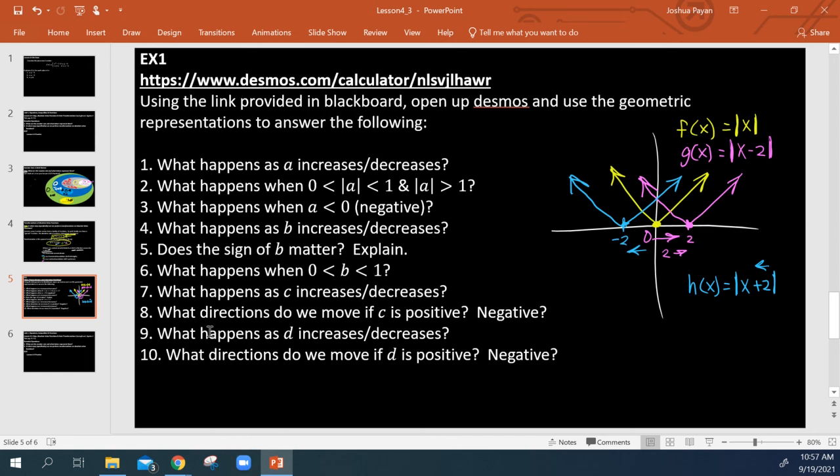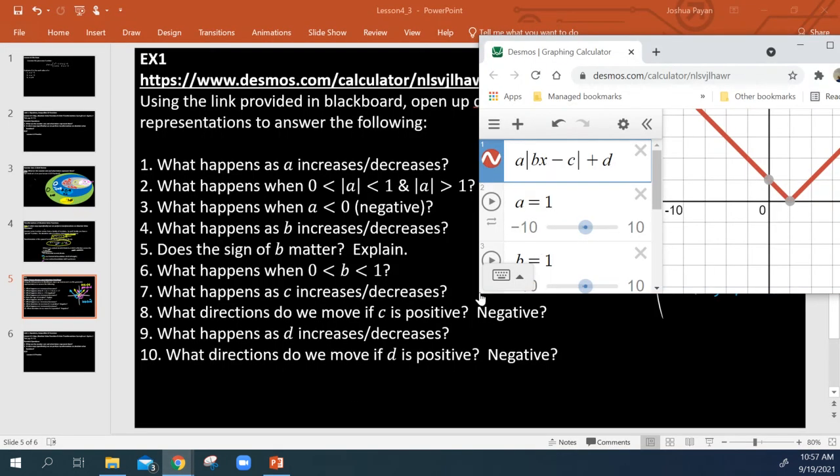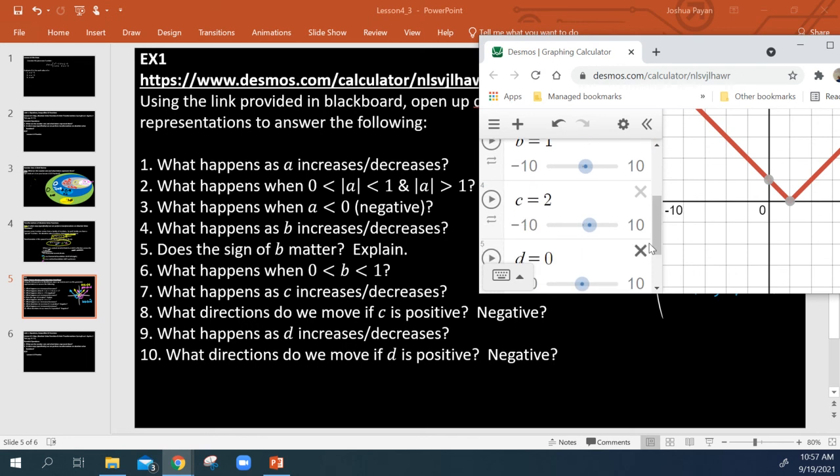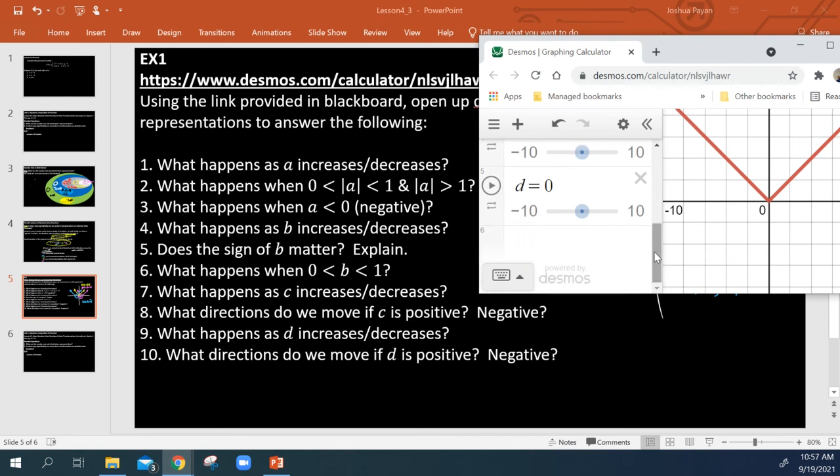Okay, so number 9, we're talking about D. So D is our horizontal, or not our horizontal, our vertical shift, right? So let me reset my C back to 0. So what happens when we shift D up and down? Well, our function itself shifts up and down, okay?